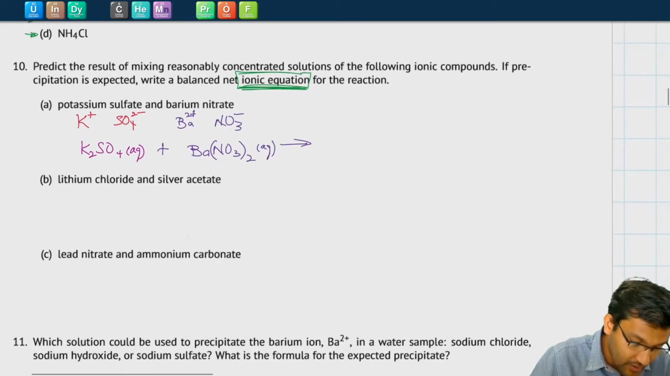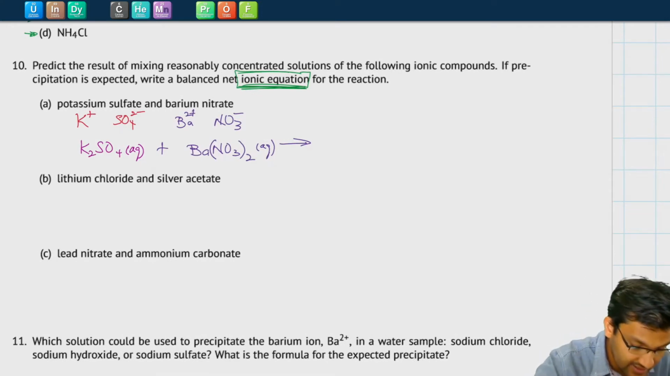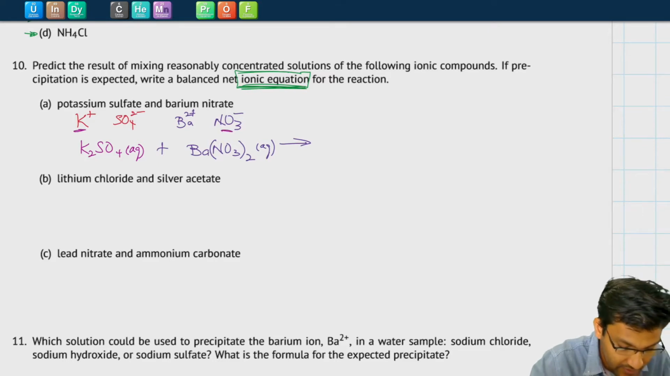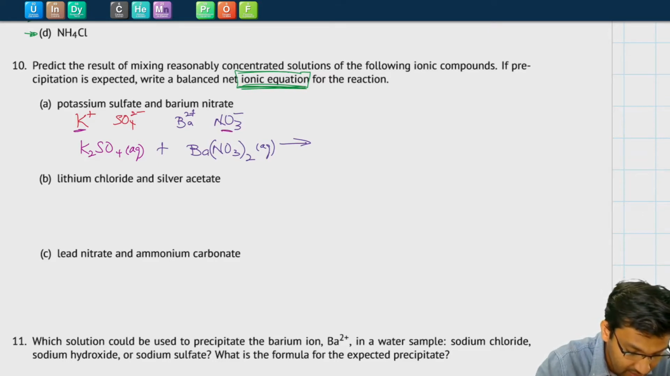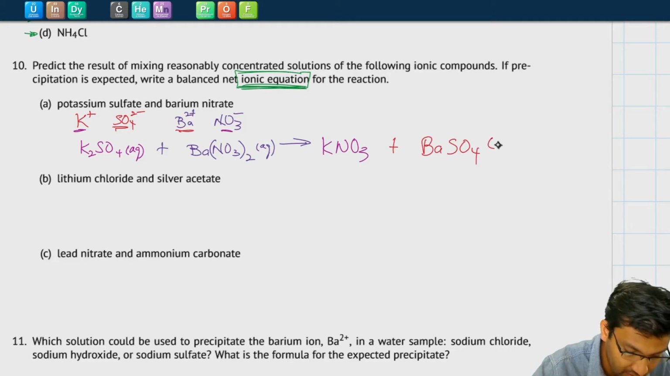All right, when we mix these together, we're just going to exchange the ions, the cations and the anions. So let's use the potassium cation with the NO3 minus, the nitrate anion. That will give us KNO3, right? Plus 1 charge, minus 1 charge, so we don't need to worry about the charges there. And then Ba2 plus with the SO4 2 minus, so BaSO4. They have a 2 plus and a 2 minus charge, so they're already balanced.